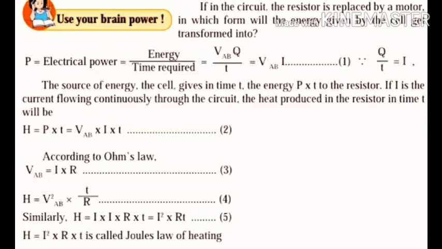VAB. Therefore VAB is equal to I into R. H is equal to V square AB into T upon R. Similarly, H is equal to I into R into T, that is equal to I square RT. H is equal to I square RT is called Joule's law of heating.